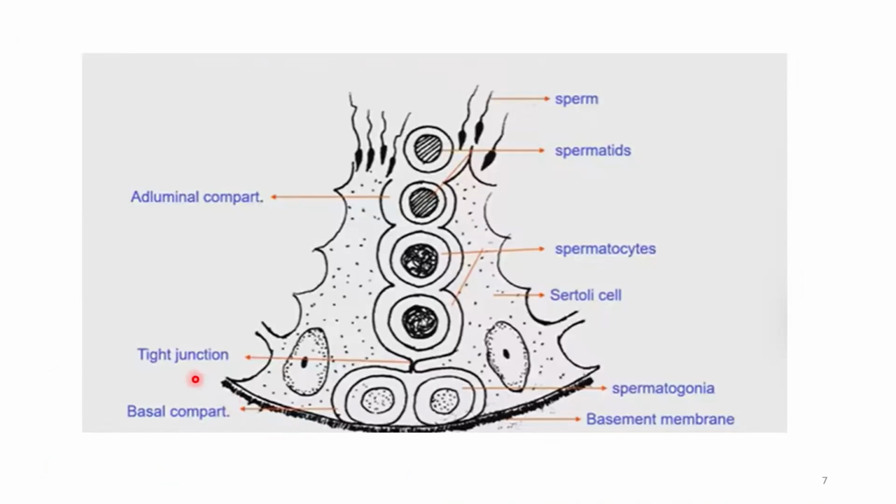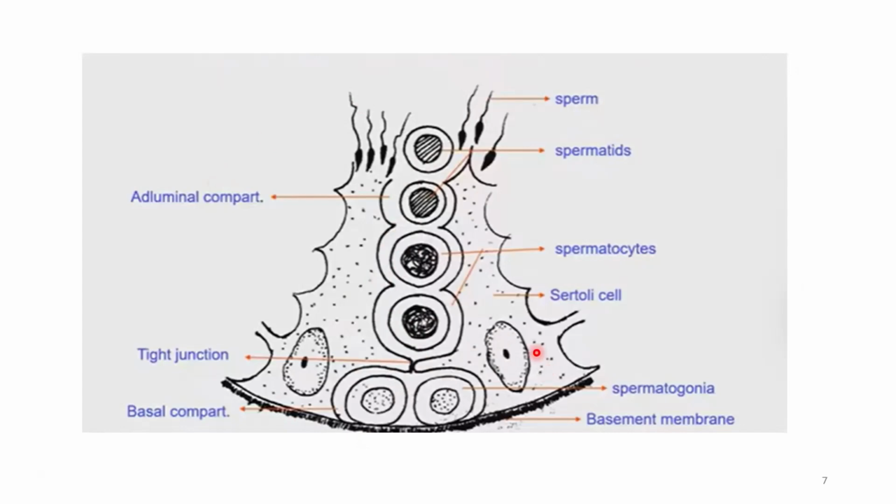So it has 2 compartments. It has a basal compartment, and then it has an adluminal compartment. Most of the cells found in the adluminal compartment are the cells that are undergoing the process of spermatogenesis. So starting from primary spermatocytes, secondary spermatocytes, the spermatids and the sperms will be found on the adluminal compartment. Then on the basal compartment, we'll have the myoid cells, we'll have the spermatogonia, that is both the spermatogonia A and B, and then we'll also have the Sertoli cells.